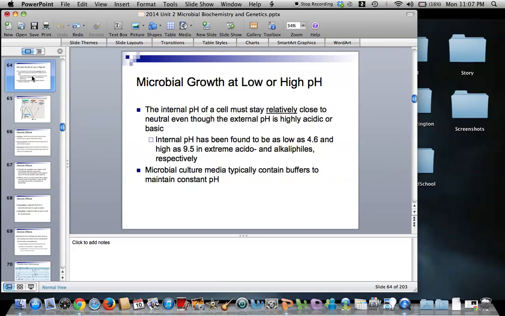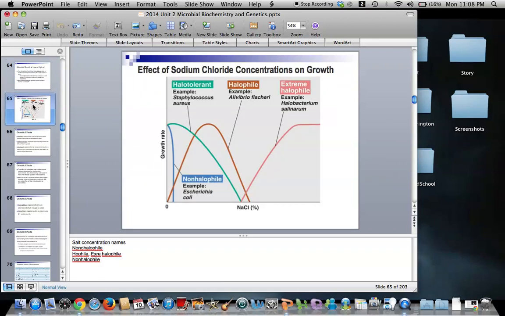The internal pH of a cell must stay relatively close to neutral, even though the external pH is highly acidic or basic. Internal pH has been found as low as 4.6 and as high as 9.5 in the extreme cases of acidophiles or alkaliphiles, respectively. And microbial culture media typically contains buffer to maintain pH. Also pH indicators, so you know.